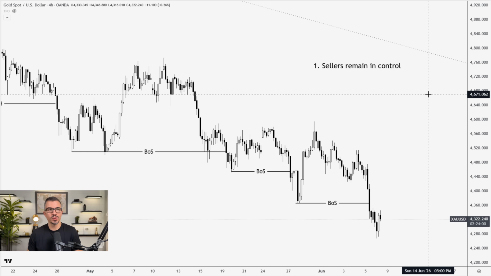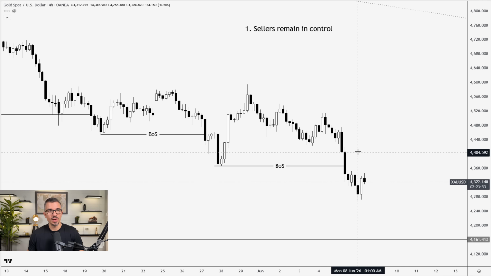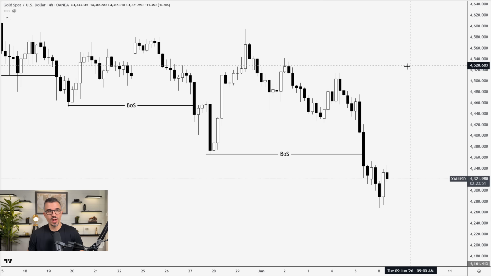Okay, so we know that sellers remain in control based on that breakup structure on Friday. So that's the very first thing that we know. Now, the second thing that we know is that we have this imbalance from Friday as well. An imbalance like this, we're going to call 4,400. So this area right through here. Now, when I say 4,400, I'm referring to this entire area, basically these two candles here on the 4-hour time frame.